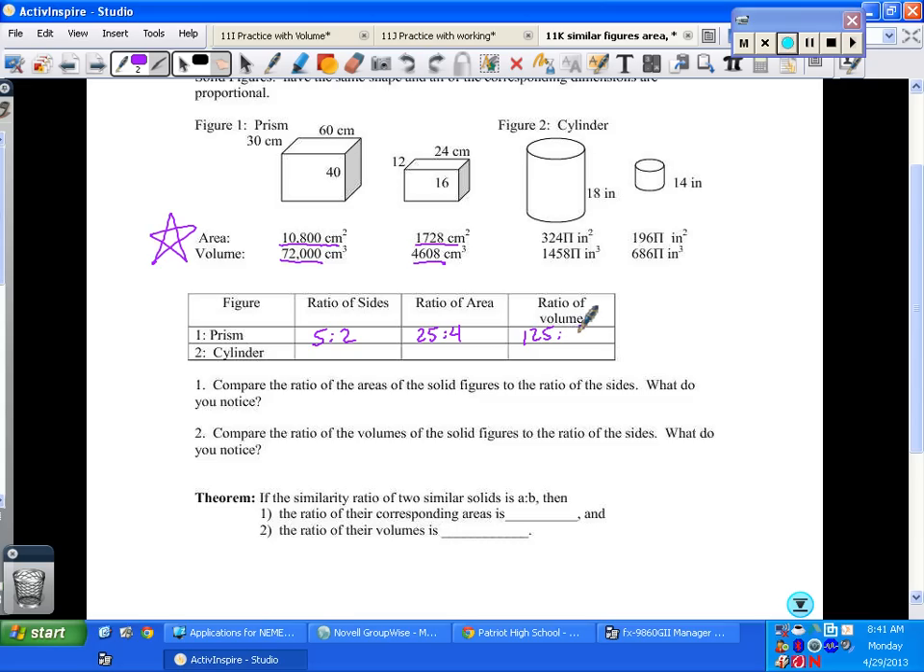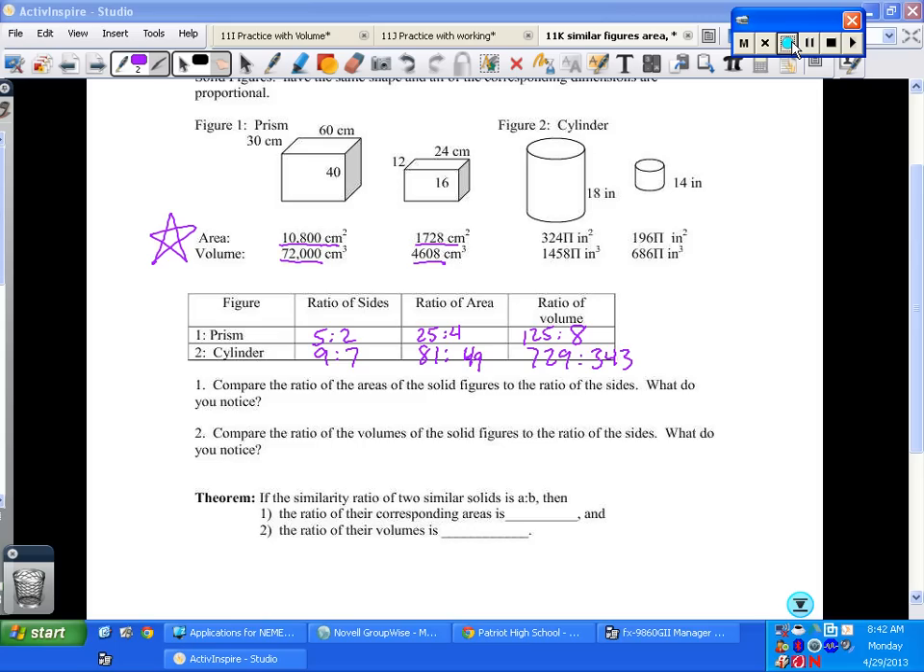Take a second, pause the video, and see if you can calculate the ratios for this cylinder. Pause the video and go ahead and work on that, and resume the video when you're done. Okay, so I've calculated those. I set up the fractions each time and reduced them and got my ratios: 9 to 7, 81 to 49, and 729 to 343.